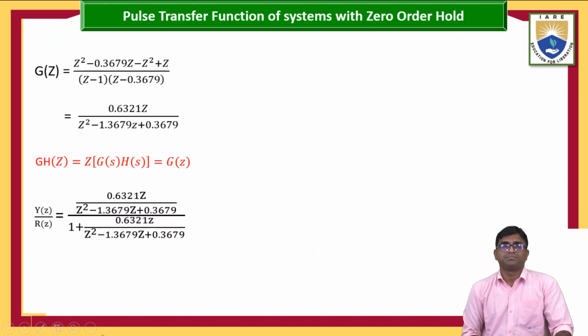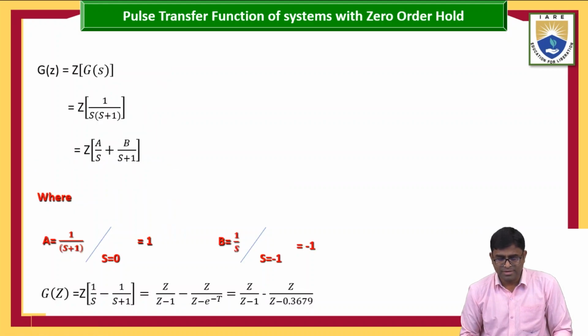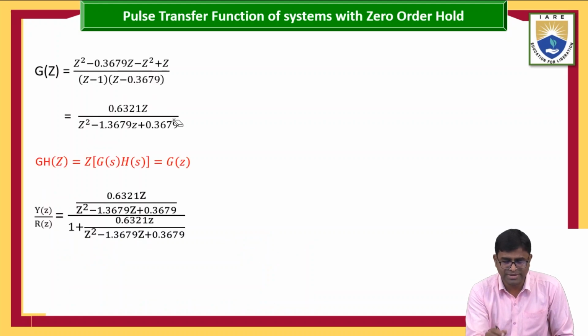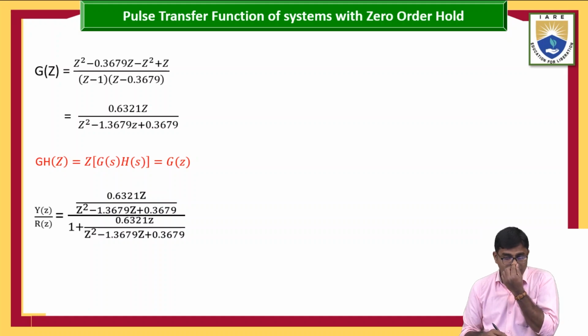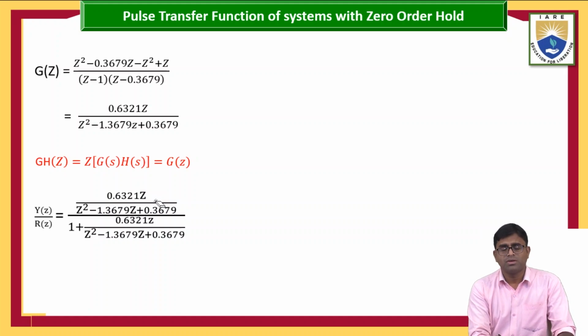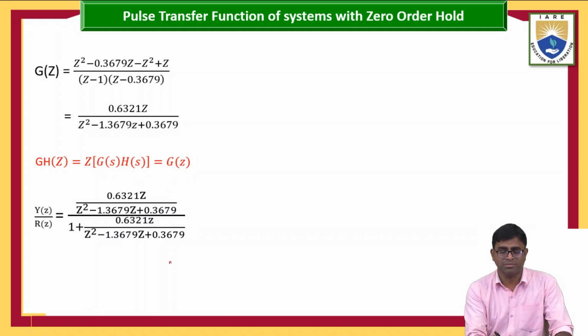Now see this one, G of z. Taking the LCM, after that we get G of z. So Y of z by R of z you have to find. That is the closed loop function, that's why G of s by 1 plus G of s into H of s. H of s is 1, and G of z value is this one. So substituting this, we get the value.